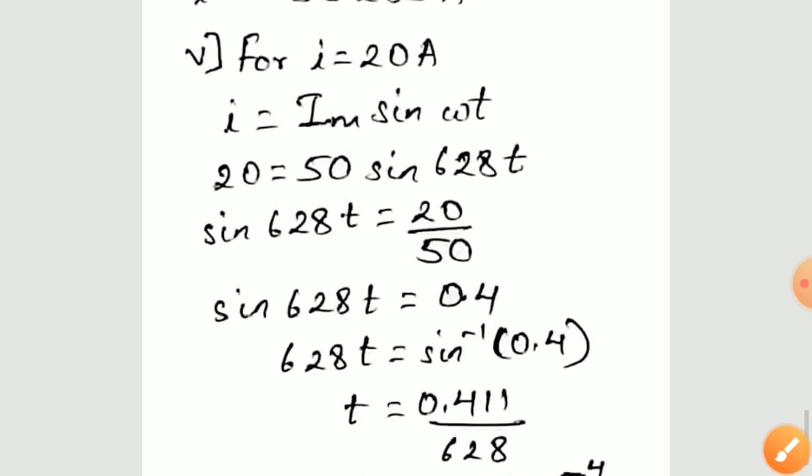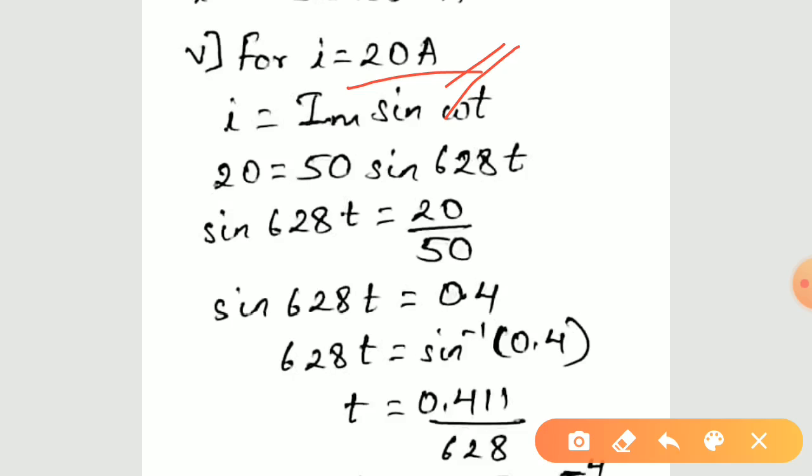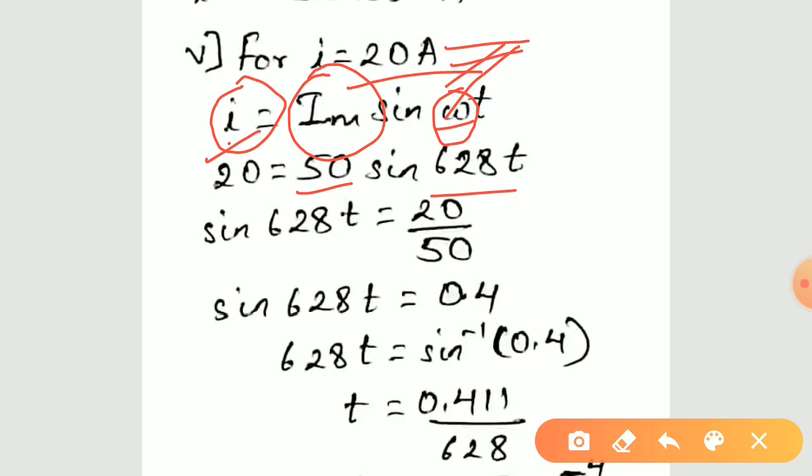The last question is to find the time taken by current to reach current of 20 ampere. We need to find out how much time is taken by the circuit to reach a current of 20 ampere. So we have the value of I here. We know the value of Im and we know the value of omega. Im is 50, omega is 628 and I from the given question is 20. We need to find out value of t.